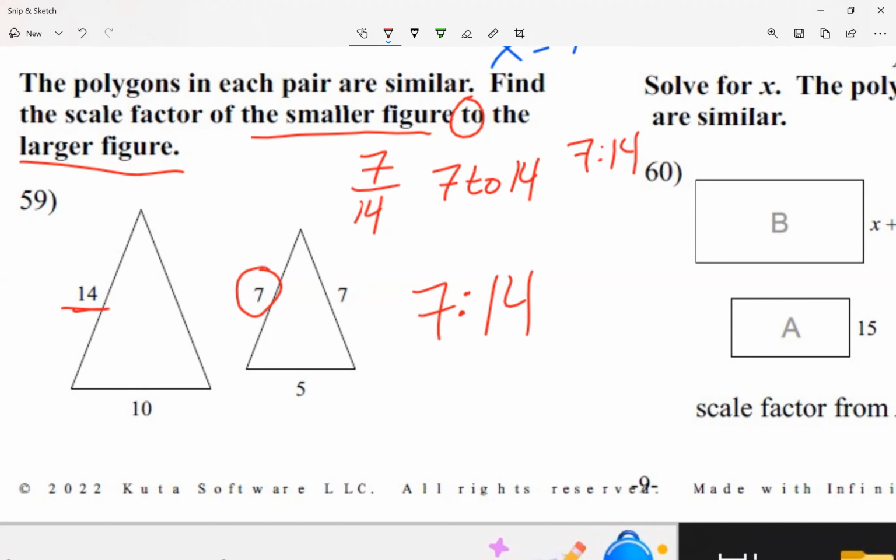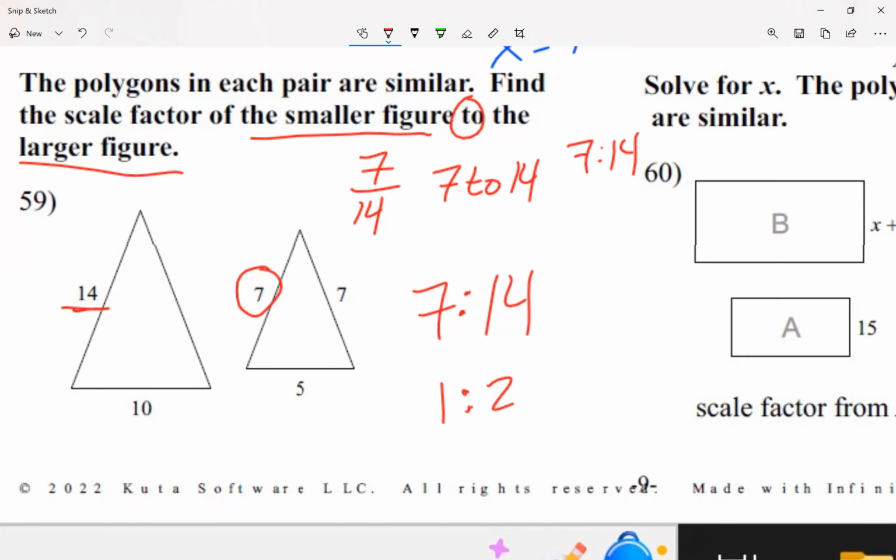Now, if you can simplify your numbers, do so. 7 and 14, I can divide each by 7. So they're going to reduce to 1 and 2. 1 to 2. That's going to be my answer. No spaces. It's all together. 1 to 2. Now, you might be wondering, do I have to use the 7 and the 14? What if I wanted to use the 5 with the 10? Go for it. You get the same answer anyways.